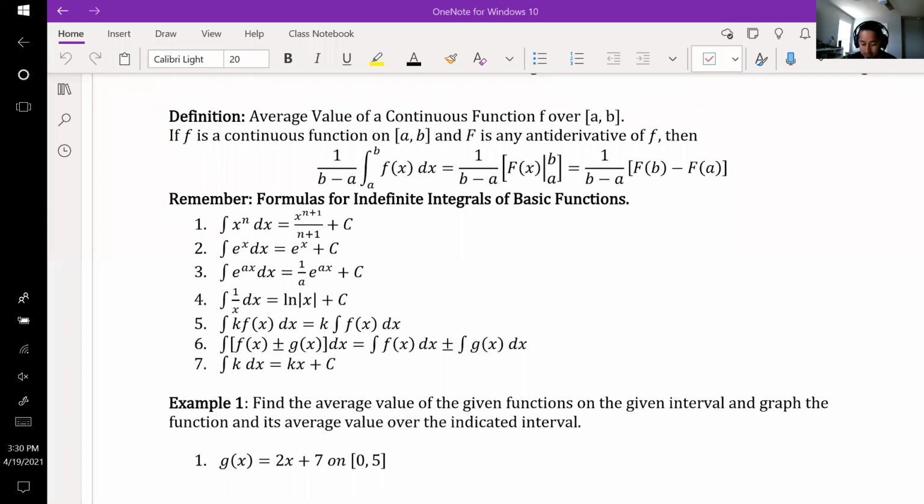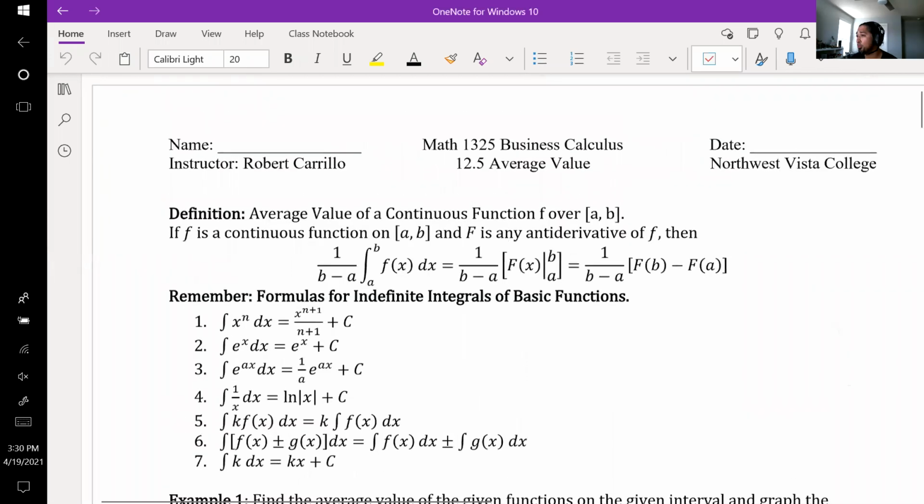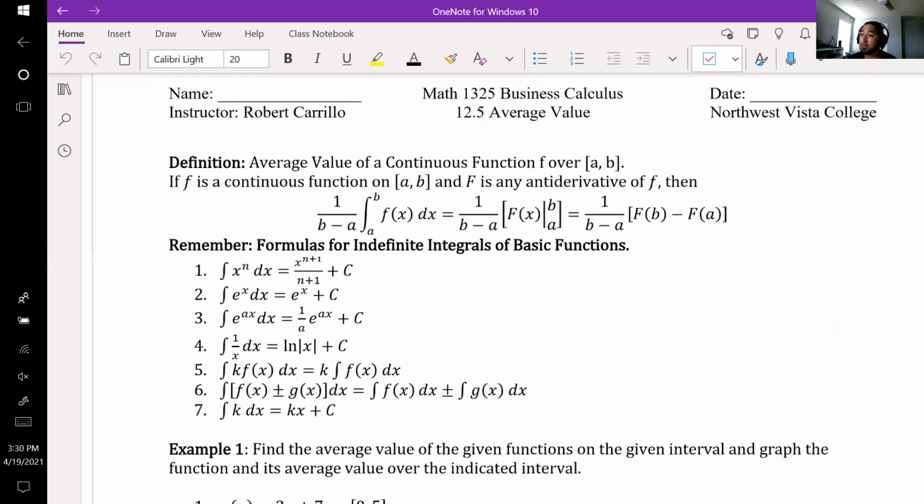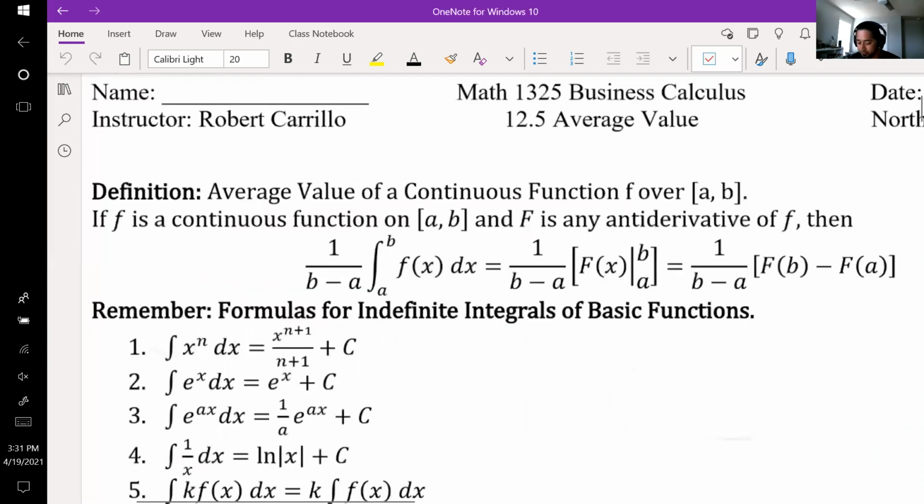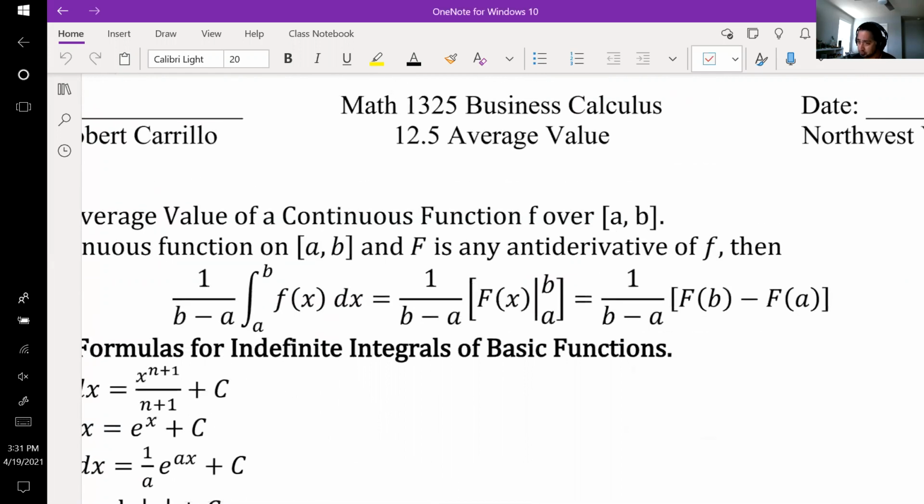Okay, so today we have 12.5 again, and we cover average value. Last time we were finding the area underneath the curve. Today we're going to do the same exact thing, except we are now going to find the average value of an area underneath the curve using the given formula, of course.